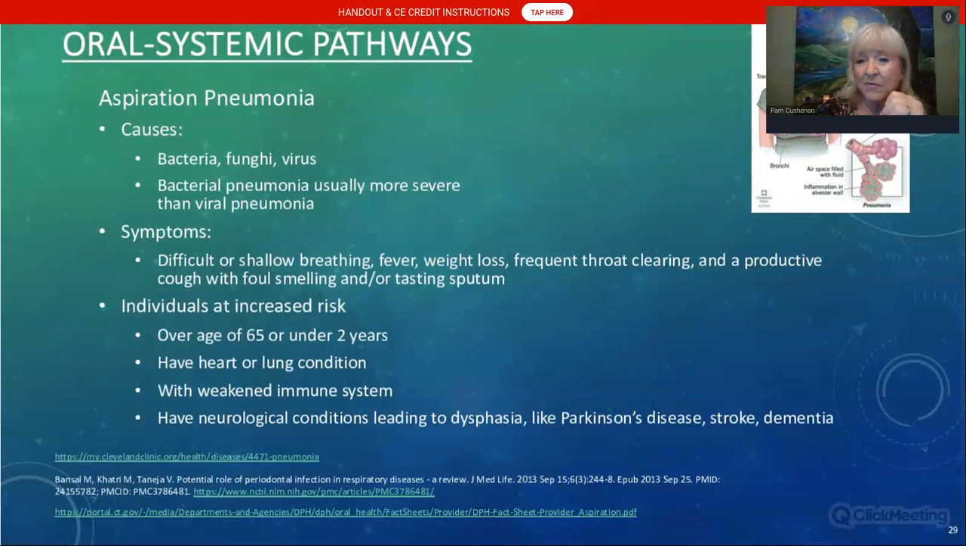Symptoms of patients with pneumonia: difficult or shallow breathing, fever, weight loss, frequent throat clearing, and a productive cough with foul smelling and/or tasting sputum. Looking at the individuals that are at an increased risk, again, we have our older adults and young children under 2 years of age, because they have less strength in coughing potentially, or their immune system may be compromised. If there's a heart or lung condition, a weakened immune system, or neurological conditions like Parkinson's disease, stroke, or dementia, those things also can compromise that patient's ability to cough.